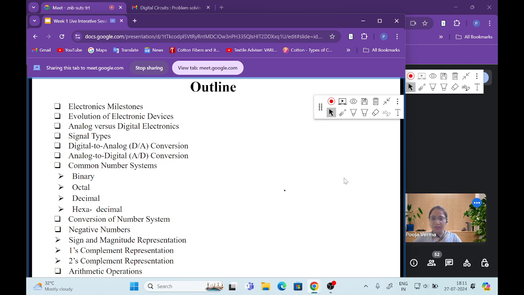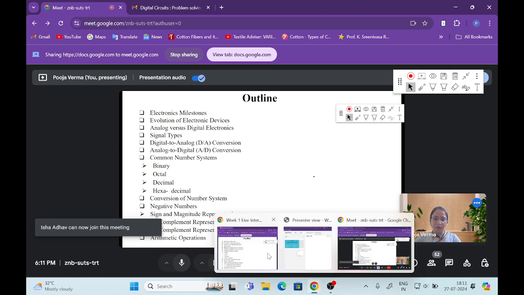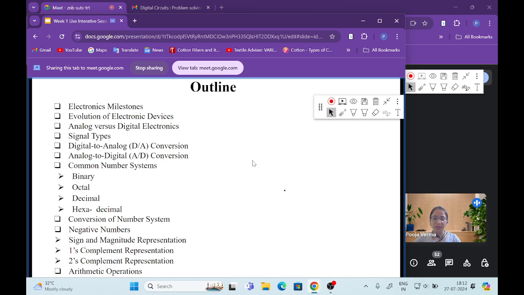For this week, the topics covered are electronics milestones, evolution of electronic devices, then analog versus digital electronics, then signal types. What are the different types of signal? That is analog signals and digital signals. And then digital to analog conversion and analog to digital conversion, because most of the signals in nature are analog, and it is very complex to process such signals. So at that time we need to convert them into digital form, because it is very convenient to transmit and understandable for computers.